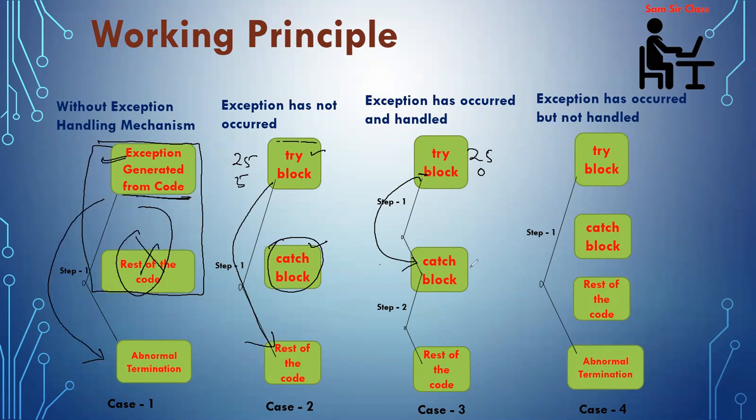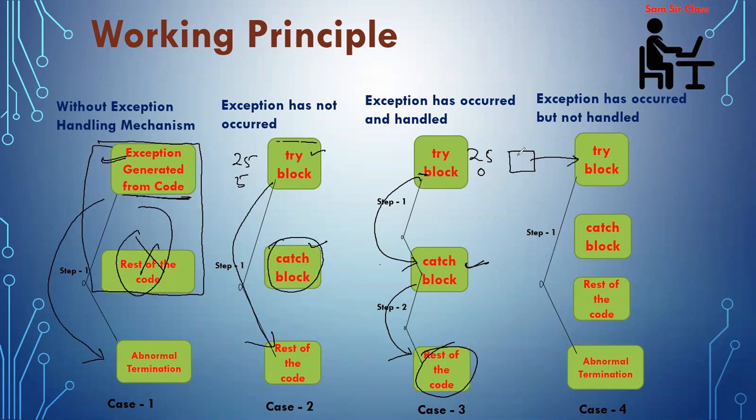Catch block will be executed, will give some messages, then it will come for the rest of the code to execute. Clear? Next, exception has occurred but not handled. This is the last case. Means what we have told, that inside the try block we are making a guess that maybe this portion of code is creating the problem. So you are keeping it inside the try block.